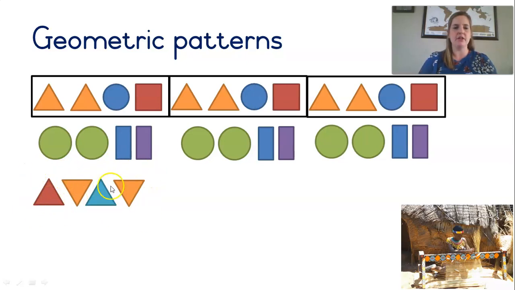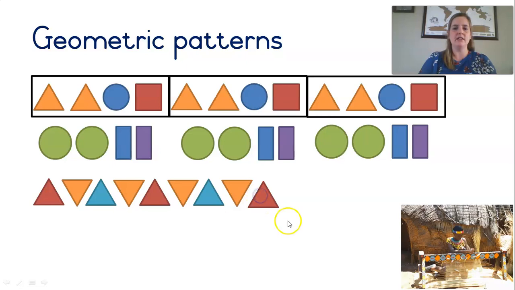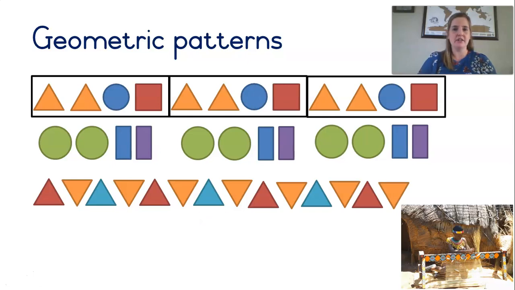Okay, we've got red, orange, blue, orange. Red, orange, blue, orange. Very good. Did you see we repeated it a second time? Let's do it again. Red, orange, blue, orange. Excellent. So a pattern is something that repeats. Red. Can you think of the next one? Orange, blue, orange. Well done.